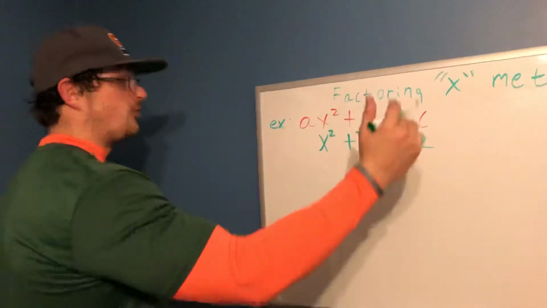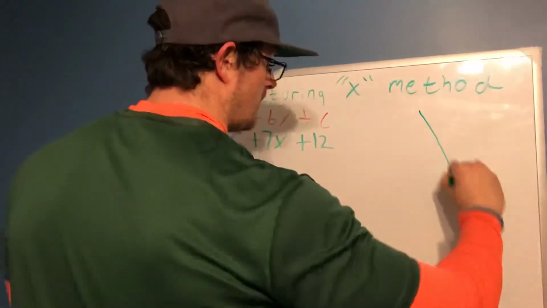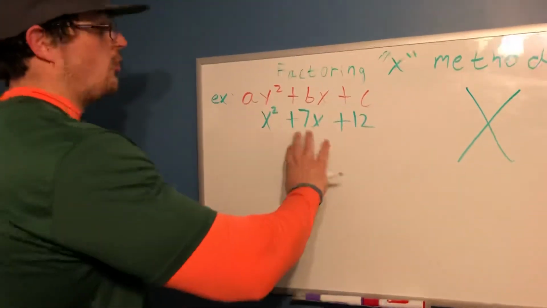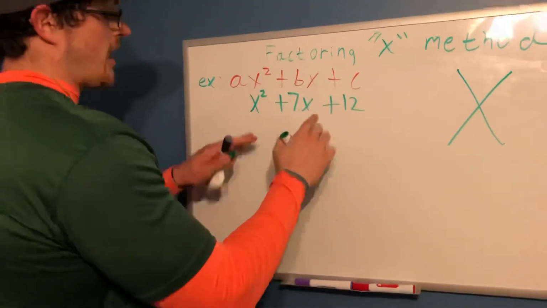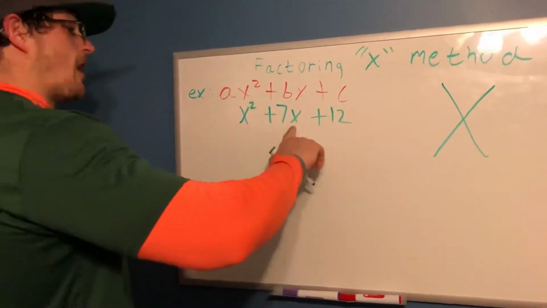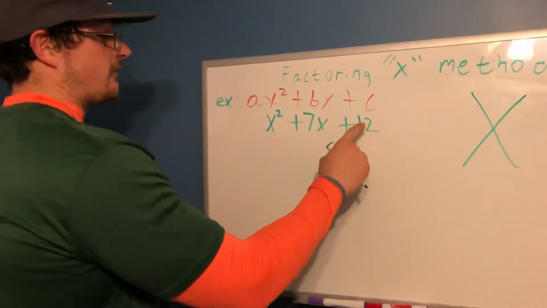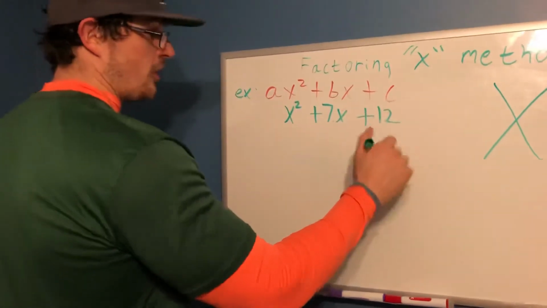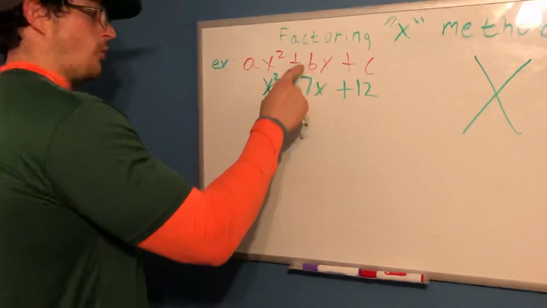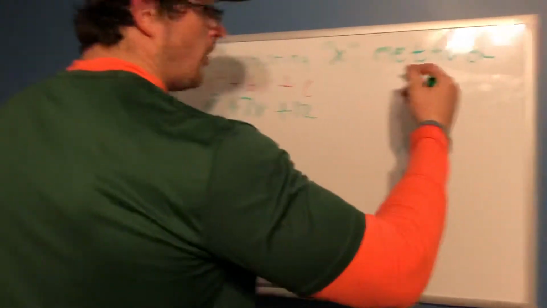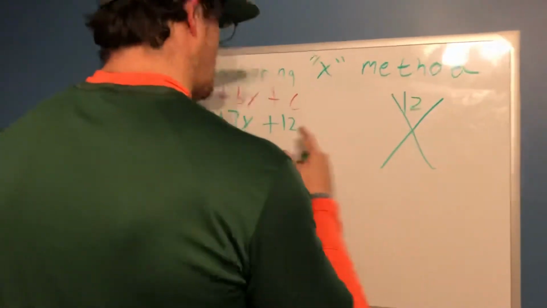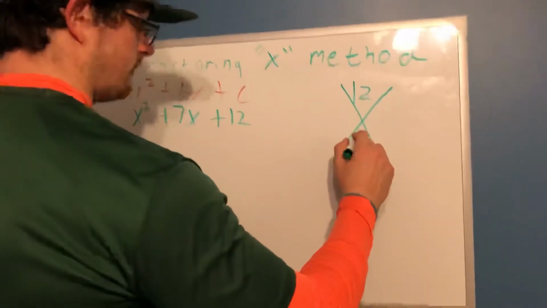How we're going to do that is with the X method. So we draw a big X on our paper. To go from standard to factored form, we're going to think of numbers that multiply to make C, our constant term, just 12 by itself, and add to make 7, the middle term, which is B. So you take your C term and put it at the top of the X, and you take your B term and put it at the bottom.